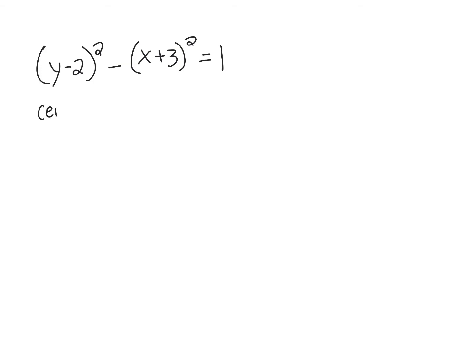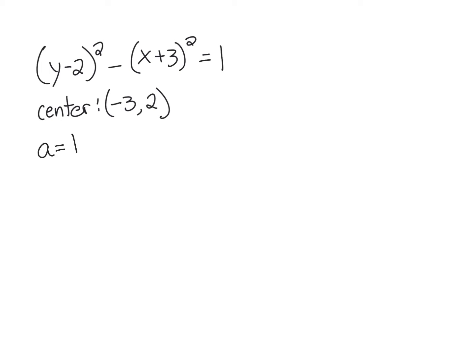Okay, this one is pretty easy, except I can't spell center. The center, what makes the parentheses equal 0? And remember to put the x first. X is minus 3, y is plus 2. Notice that I have it equal to 1, so it's in standard position. What's the denominator here? And what's the denominator here? Well, they're both 1s.